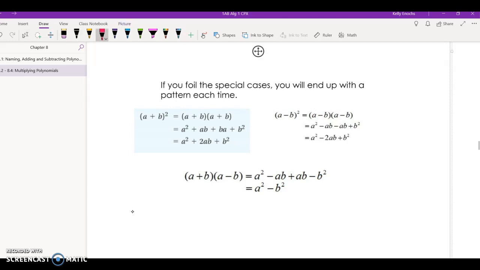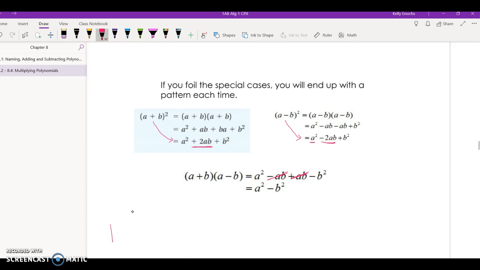So we do them here with letters so you can kind of see what's happening. When you have something squared, you're going to have a squared plus 2 times both of those terms plus b squared. If you have a minus sign, it's the first thing squared minus 2 times those things and then plus b squared. And then down here, when you have one of each sign, those middle terms are going to cancel out, and you'll just have the first term squared minus the last term squared.